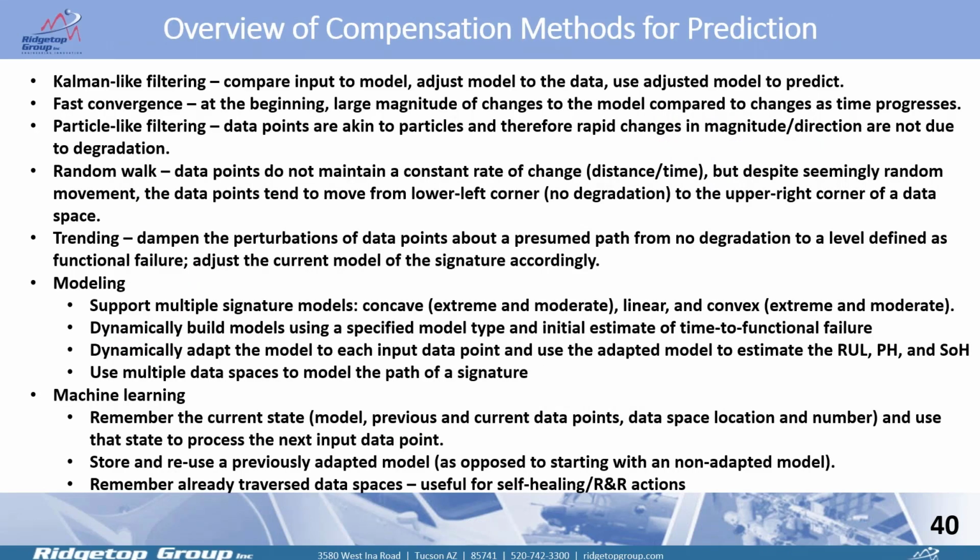I'm just going to go through this real quickly because I've already talked about it. Common filtering, fast convergence, particle filtering, random walk, trending. Trending, for example, you can actually do with clip and clamp noise. If it's say 100, and the next data point is 150, and the data point after that is 110, you need to clip that 150. It doesn't go from 100 to 150 and back down to 105. The real world doesn't work like that.